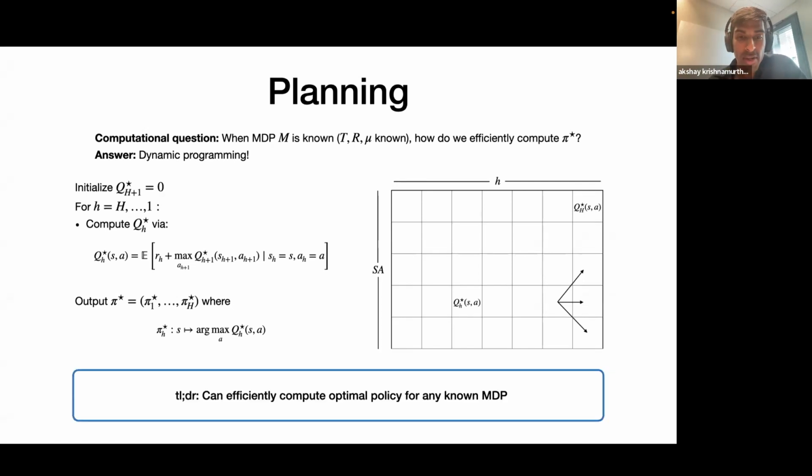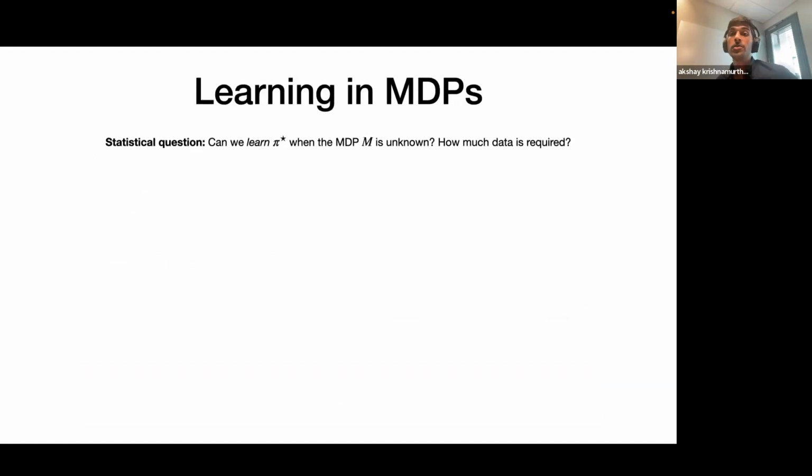If this was too fast, that's okay. I think all I really want you to take away is that it's not very hard to compute the optimal policy for any known MDP. So this is a computational question, but I'm more interested in a statistical question, which is: if you don't know an MDP and you just get to interact with it, how do you learn the optimal policy pi star? And in particular, how much data would you require? This is the statistical question that we're going to talk about for the rest of the talk.